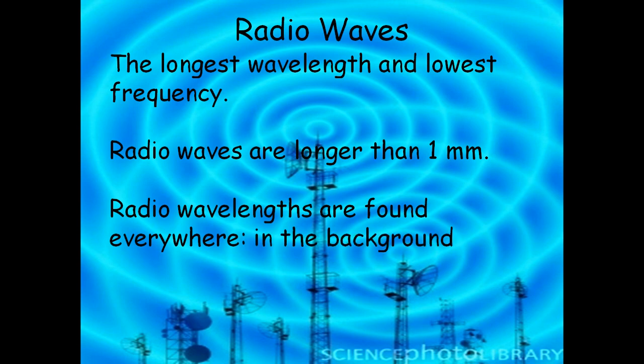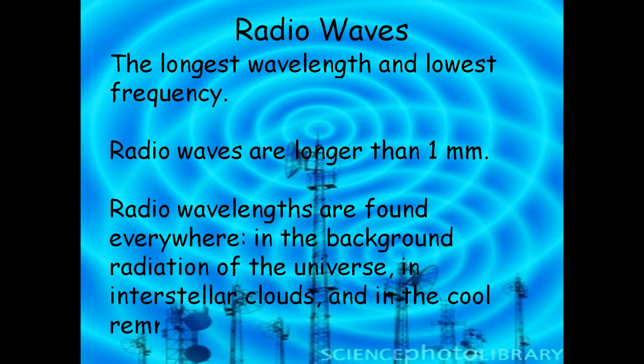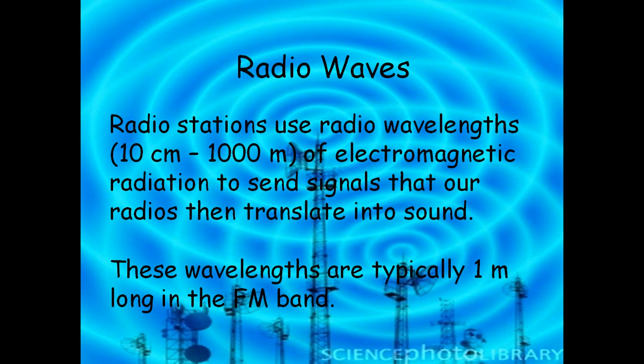Radio wave has the longest wavelength and the lowest frequency. Radio waves are longer than 1 millimeter. Radio wavelengths are found everywhere in the background radiation of the universe, in the interstellar clouds, and in the cool remnants of supernova explosions. Radio stations use radio wavelengths, that is 10 cm to 1000 meter of electromagnetic radiation, to send signals that our radios then translate into sound.